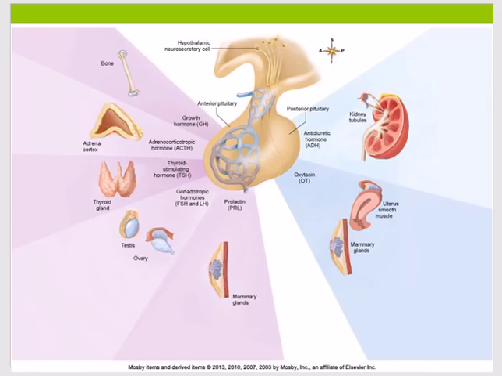This is a diagram from your textbook which overviews the 7 main hormones that are released from the pituitary gland. We'll begin by focusing in on the adenohypophysis, also known as the anterior pituitary, and the 5 hormones that are released here. Of these hormones, we have growth hormone, adrenocorticotropic hormone, thyroid stimulating hormone, gonadotropic hormones, which include follicle stimulating hormone and luteinizing hormone, and then finally prolactin.